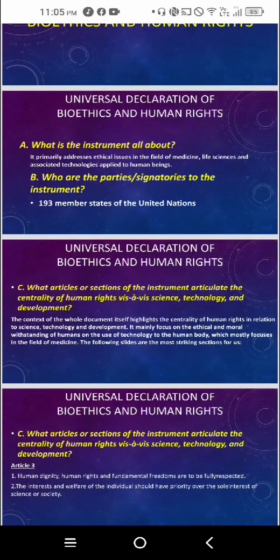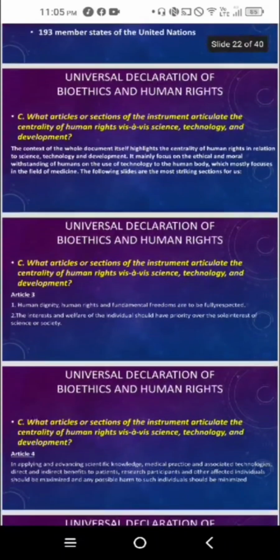What article or section of the instrument articulates the centrality of human rights vis-a-vis science, technology, and development? The context of the whole document itself highlights the centrality of human rights in relation to science, technology, and development. It mainly focuses on the ethical and moral standing of humans and the use of technology on the human body, which mostly focuses on the field of medicine. The following slides are the most striking sections for us.